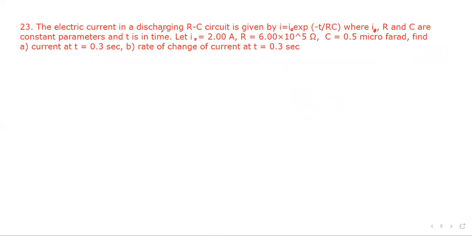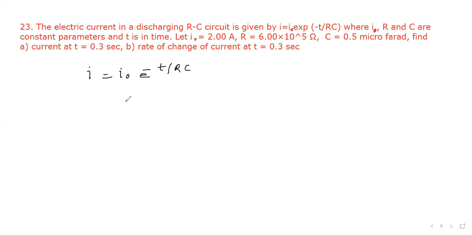The electric current in a discharging RC circuit is given by I equal to I0 e to the power minus t upon RC, where I0, R, and C are constant parameters and t is time. We are given I0 equal to 2 ampere, R equal to 6 into 10 power 5 ohms, C equal to 0.5 microfarad. Find current at t equal to 0.3 second and the rate of change of current at t equal to 0.3 second.